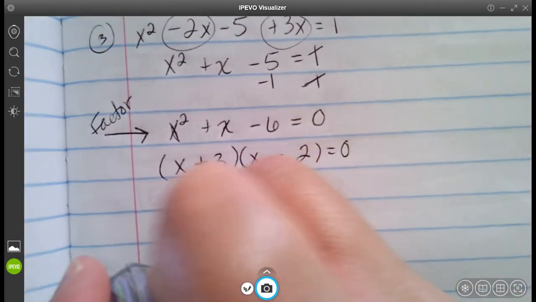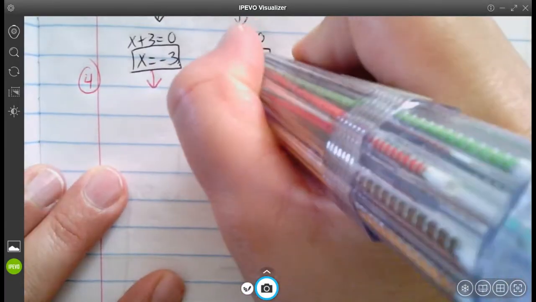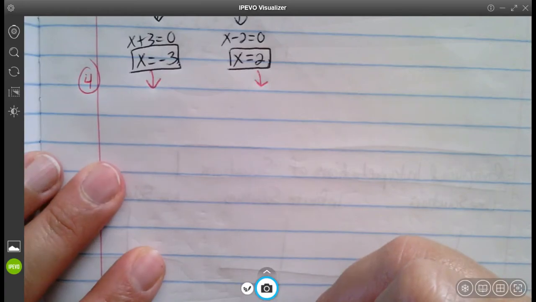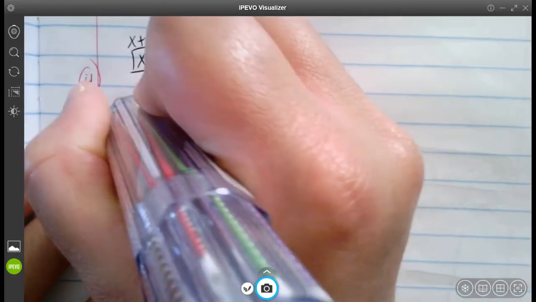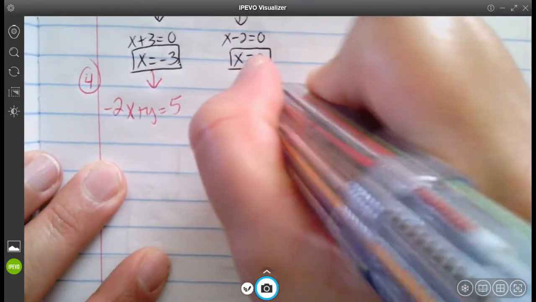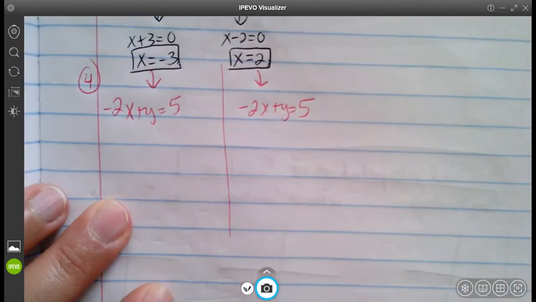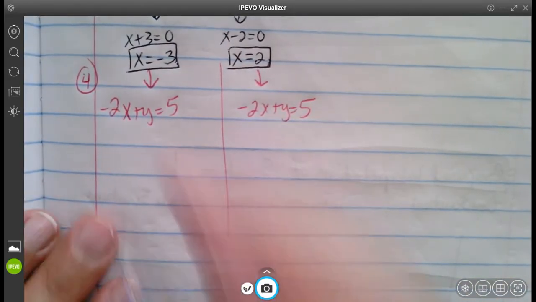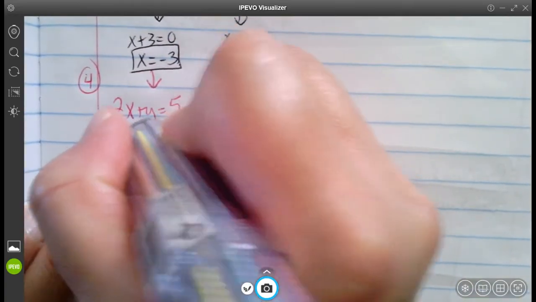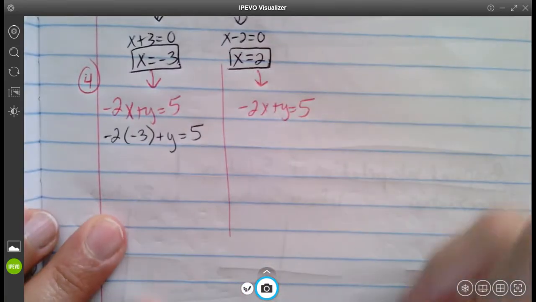So for my step number 4, I'm going to have to use a lot more space on this one. I'm going to plug both of these into one of the equations. Let's use the first one because it's just easier to deal with. So negative 2x plus y equals 5. You're going to have two different substitutions going on here. Let's plug in the negative 3 first, which is negative 2 times negative 3 plus y equals 5.